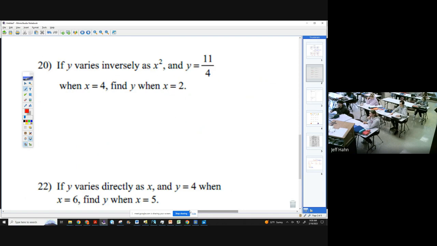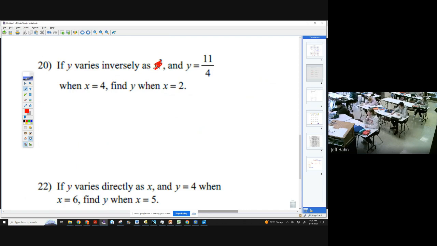Oh, if y varies inversely as x squared. That's also 16. If it says squared, skip that, because we're not at that point. It came in our book, so I had to teach it. So 16. Anything that talks about squared, skip. We're not going to work with squares.